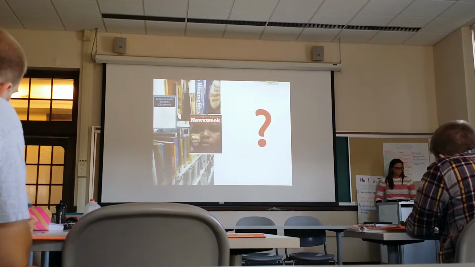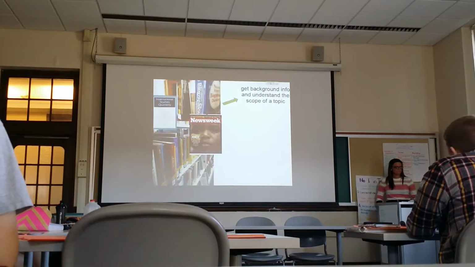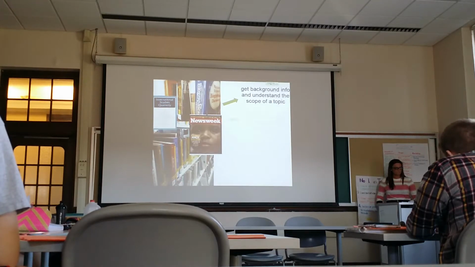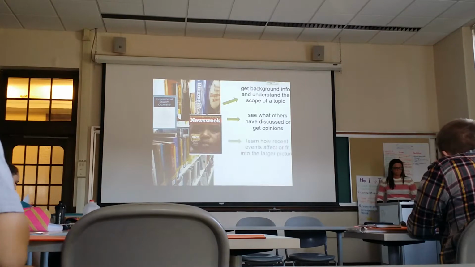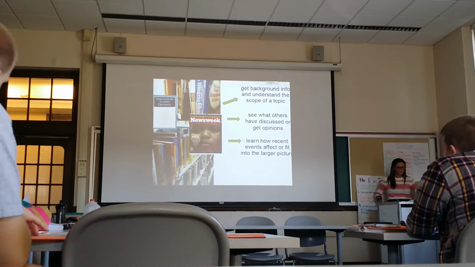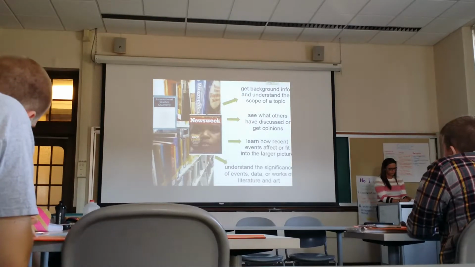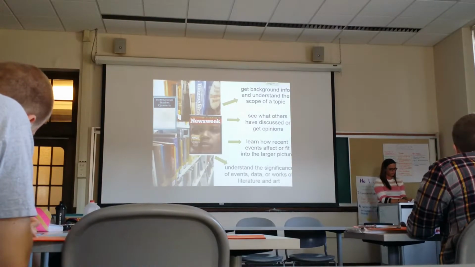So how are secondary sources used? They can be used to get background information and understand the scope of a topic. They can be used to see what others have discussed or get opinions. You can use them to learn how recent events affect or fit into the larger picture. And they can help you understand the significance of events, data, works of literature, and art.